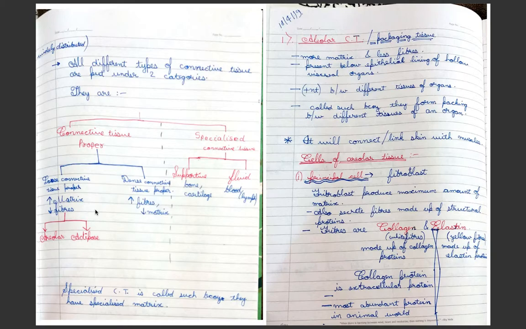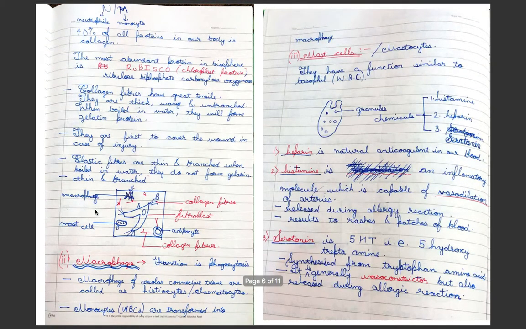Number one, the primary cell. The primary cell of areolar tissue is the fibroblast. Fibroblast produces the maximum amount of matrix. It also secretes fibers made up of structural proteins. Fibers such as collagen and elastin are major. Collagen is made up of collagen protein, elastin made up of elastin protein. Collagen are white fibers, elastin yellow fibers. Collagen protein is an extracellular protein, the most abundant protein in the animal world. Almost 40% of all the proteins in our body is collagen.